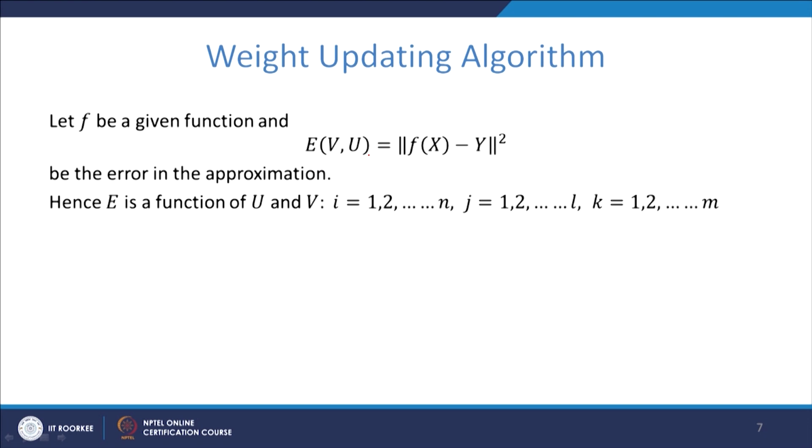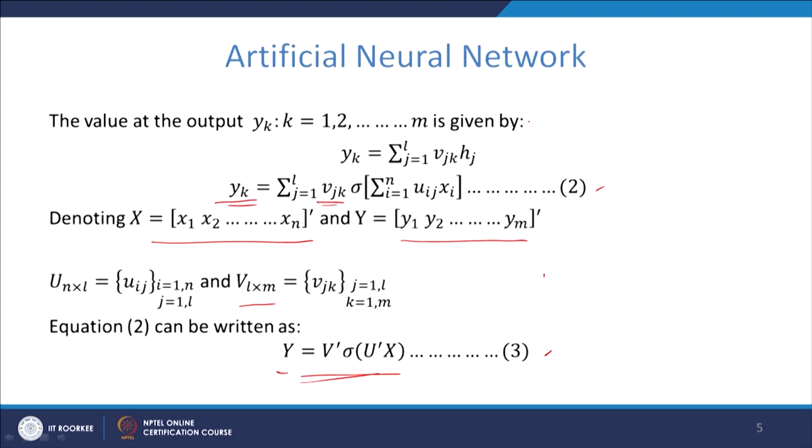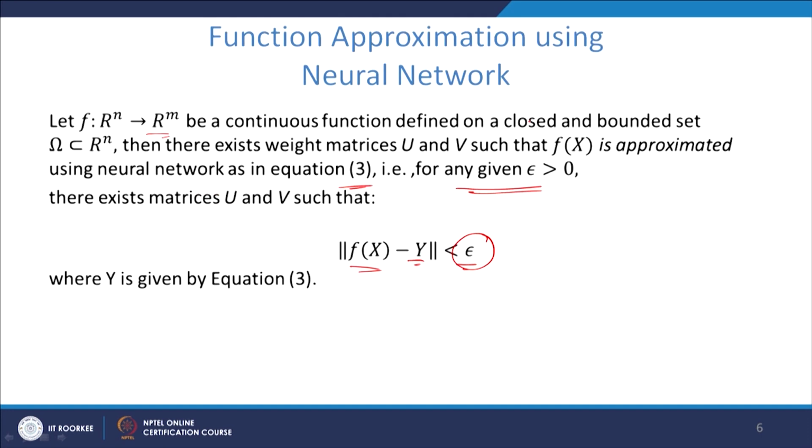So, to find the weights, what we can do is take this as the error. The norm squared of f(x) minus y is the error defined, which is a function of U and V. Now, by minimizing this error, we get the values of the matrices U and V. Once we obtain the matrices U and V by minimizing this error, we can substitute in equation 3 this expression, which gives the approximate value of the function f(x).